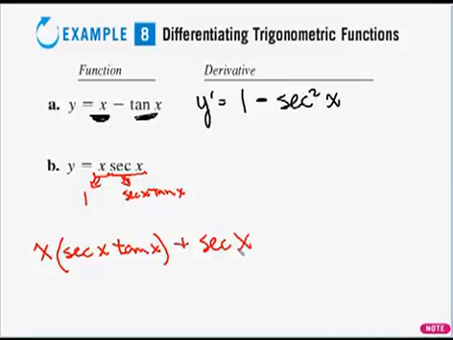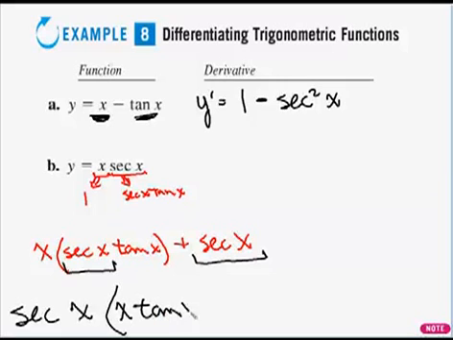or secant of x. And each term here has a secant of x, so we can factor that out. The secant of x times, well, we factored this out, so we're left with x times the tan of x, plus, we factored this secant of x out, but remember, we do need a placeholder. There would be a 1 there. And I guess we would need that parenthesis over here.